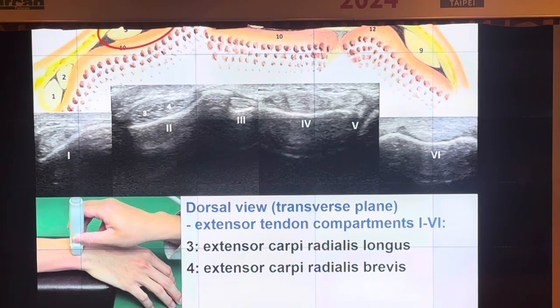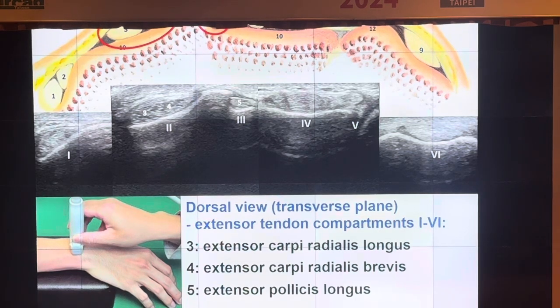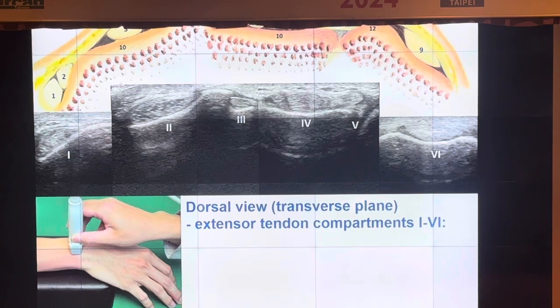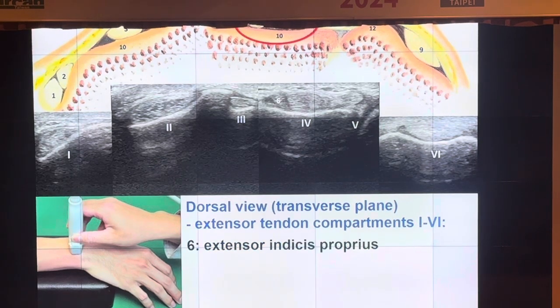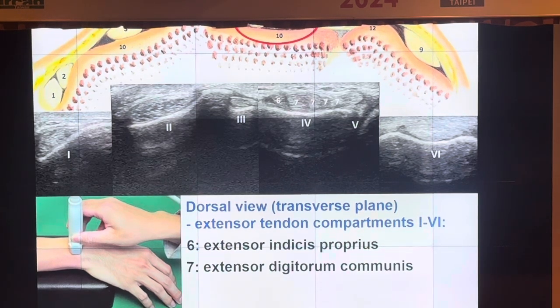And next to the second compartment is the third compartment. In the third compartment, we expect to see the extensor pollicis longus. And next to the third compartment is the fourth compartment. In the fourth compartment, there are two groups of tendons. One is the extensor indicis proprius, and the other one is the extensor digitorum communis.